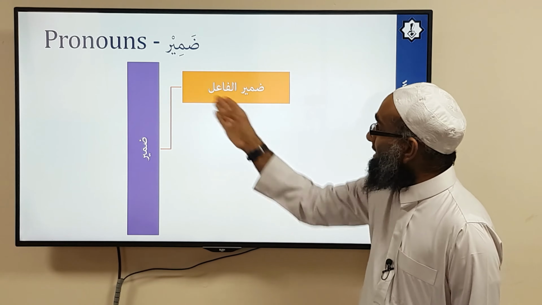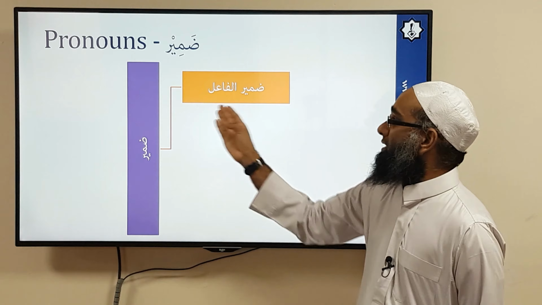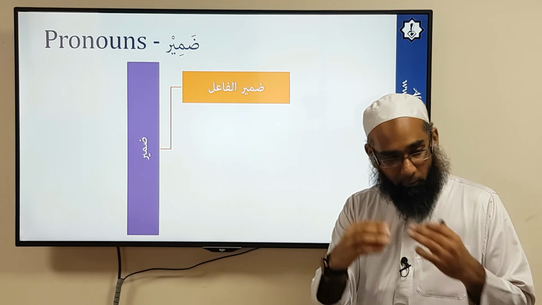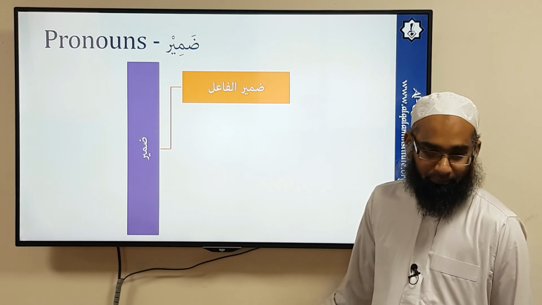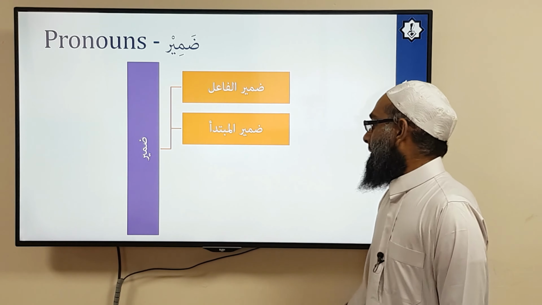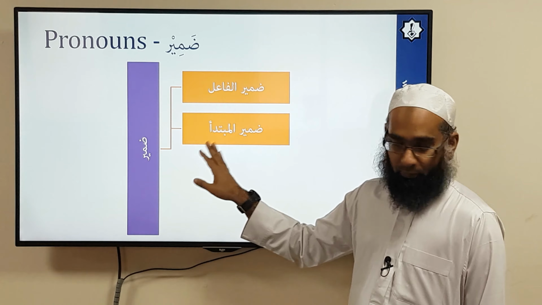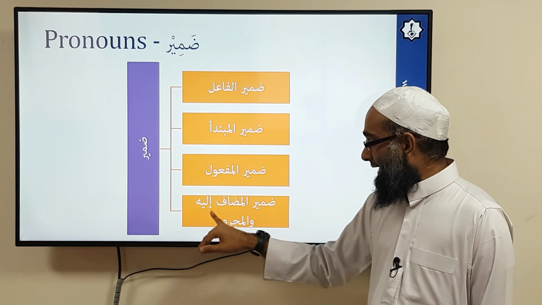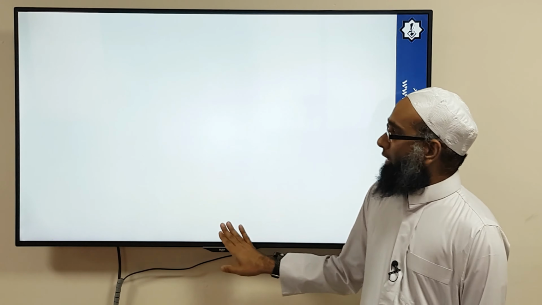Okay, that's why this is basically what you study in sarf. So all the tasrif that you're doing in sarf, ilm sarf, is basically you're reading a verb from different abwab with different pronouns inside of it. You understand? Right. The next one is called the zamir al-mubtada. We'll do that today inshallah. And then zamir al-maf'ul, and the zamir al-mudhaf ilay, or the zamir al-majroor. And a quick recap of what we did yesterday.